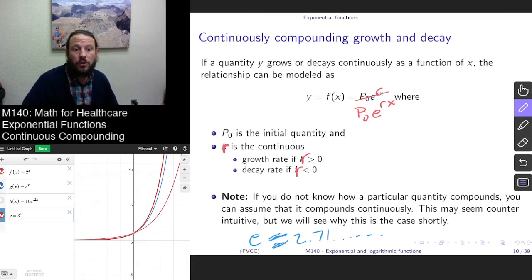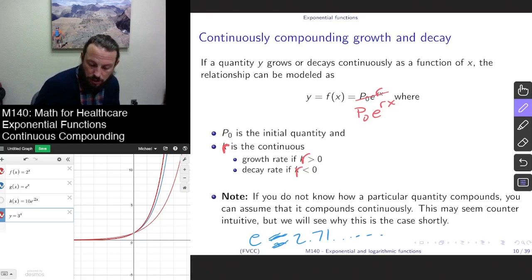I do want to note that if you do not know how a particular quantity compounds, you can assume it compounds continuously, which seems a little funny, but it turns out that it's a natural number to use there, and most of the time that's how we model things, and that's how you'll see things in papers or in books and such.